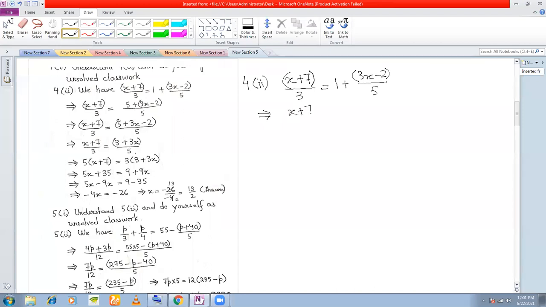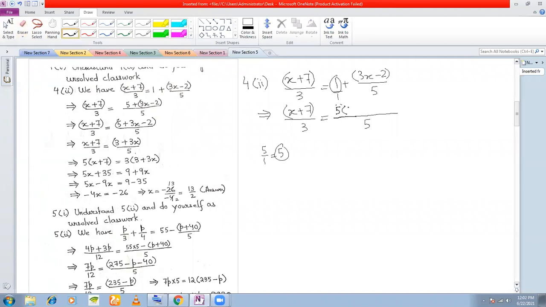So I write the left hand side as it is, (x + 7)/3 is equal to, take the LCM here, 5. So here you have a 1. So this 5 divided by 1 will give you 5. This 5 that you are getting, you multiply with this. That is the way you take the LCM. I will not explain this later. This is only for the beginning.